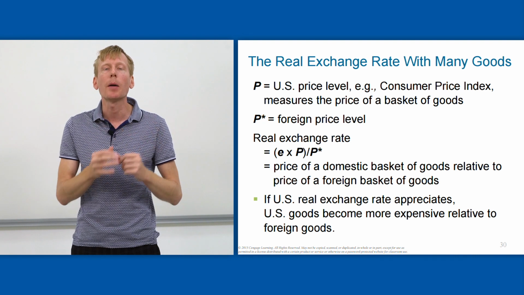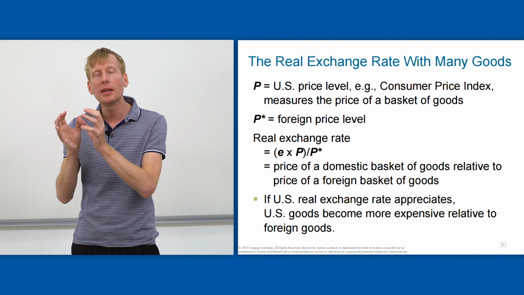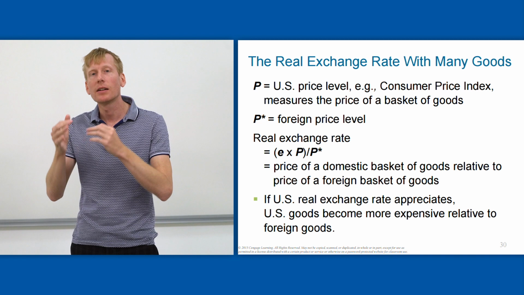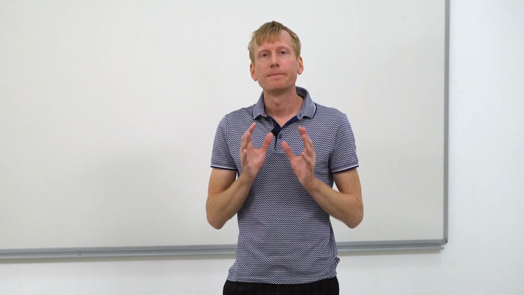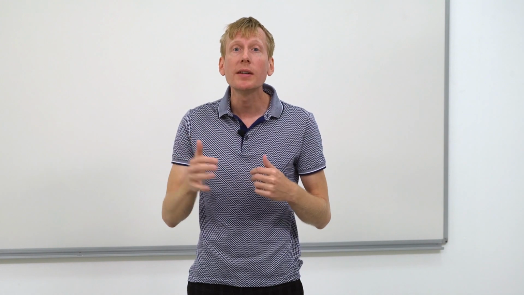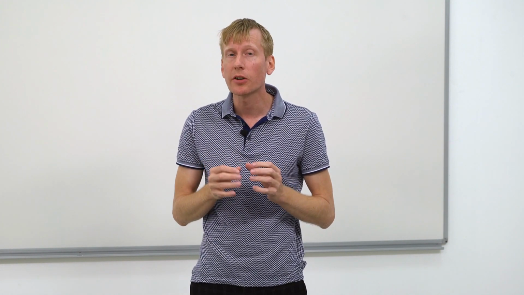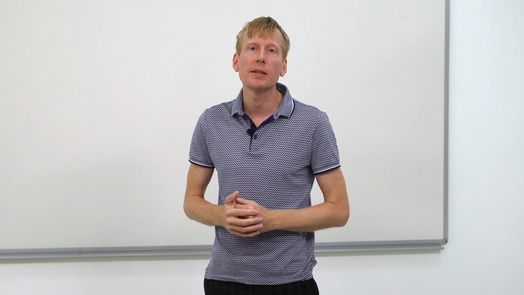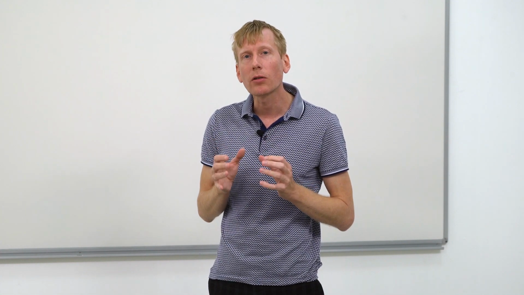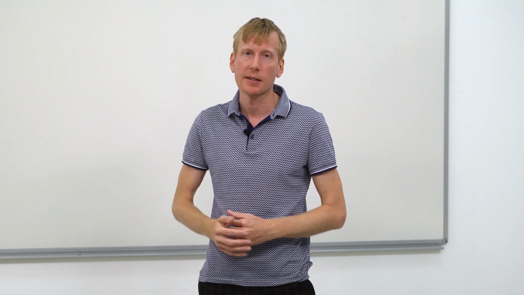Simply E, the nominal exchange rate, times P, the price of a domestic basket, divided by P star, the price of a foreign basket. Now, when we're talking about how these exchange rates should be determined, at least in the long run, one concept that macroeconomists introduce is something they call the law of one price.